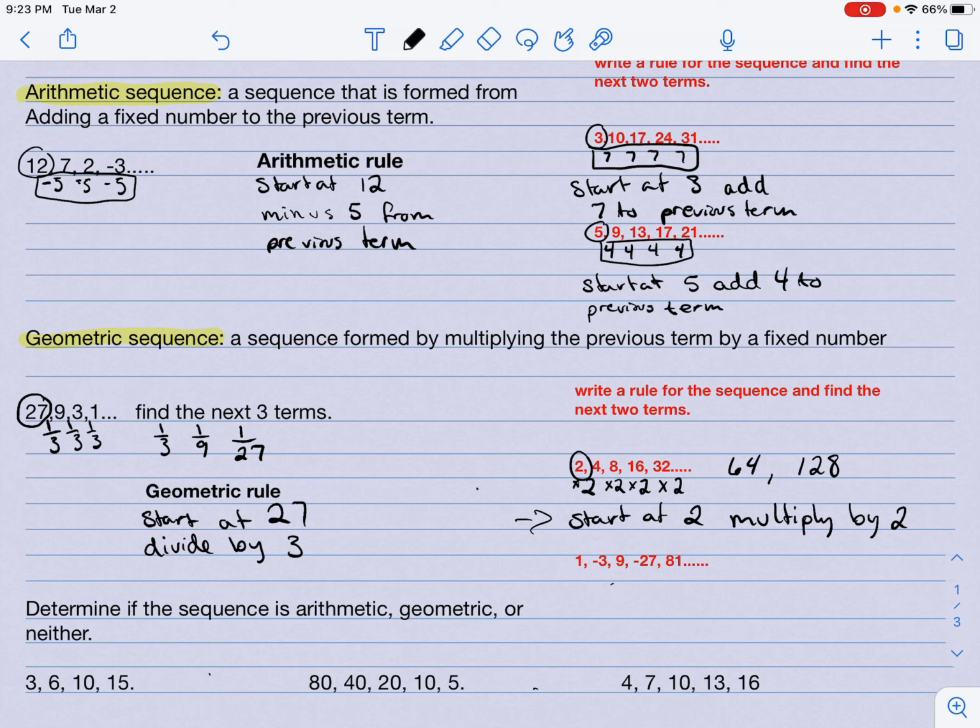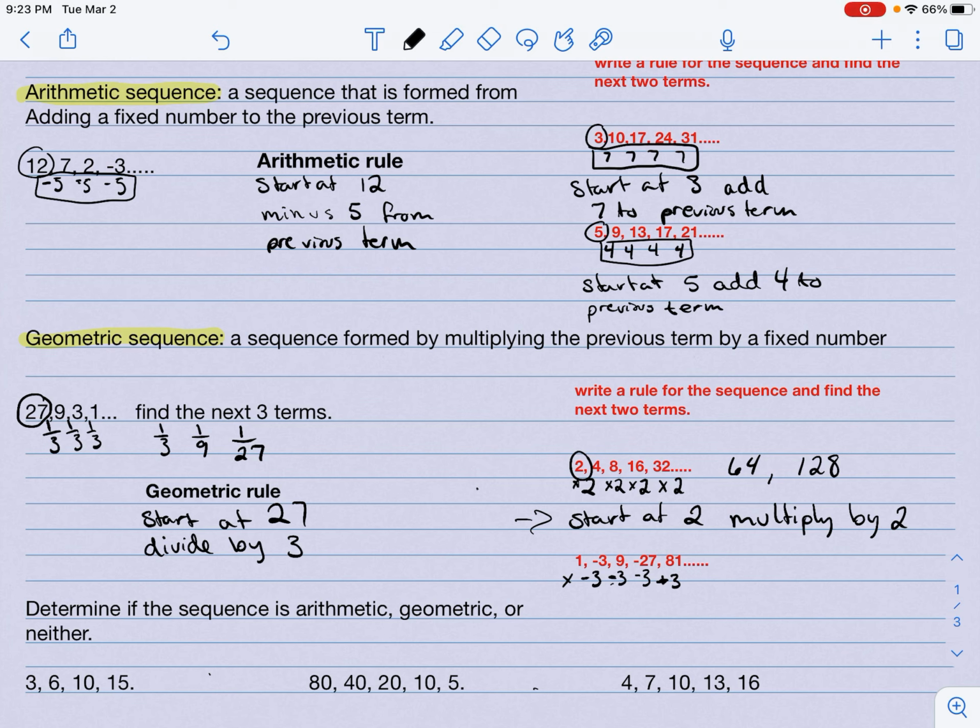So 1 times a negative 3 gives us negative 3. Negative 3 times a negative 3 gives us 9. Positive 9 times a negative 3 gives us a negative 27. And then negative 27 times a negative 3 is going to give us a positive 81.